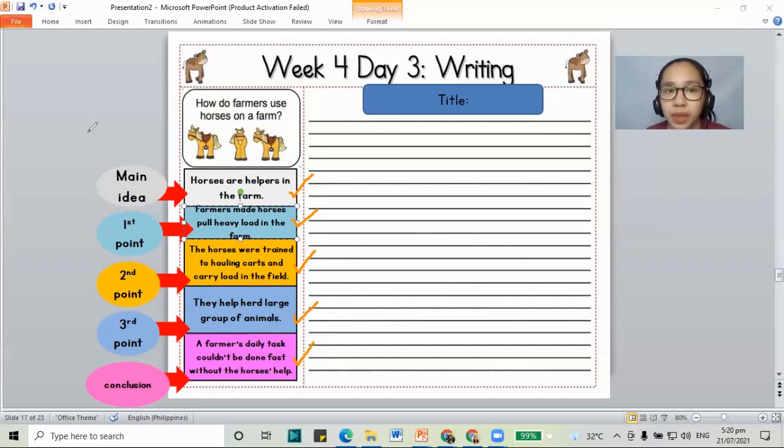Now, how about we make our paragraph about the farmer? We have our title. Let's try to make the title the name of our paragraph. What do you think is a special title or a nice title for our paragraph? Do you think it's about the horses in the farm? So horses are helpers in the farm. And that's my title. That can be a title.